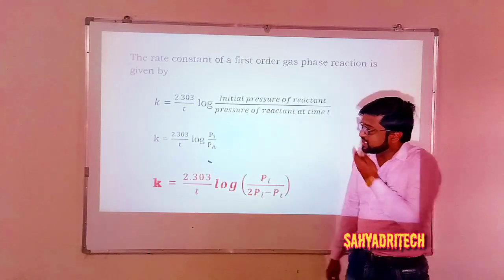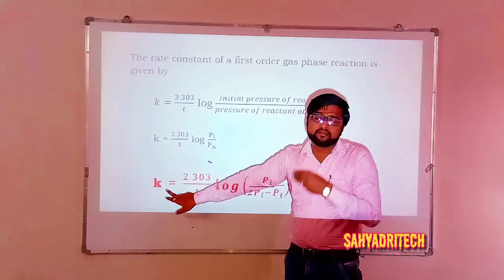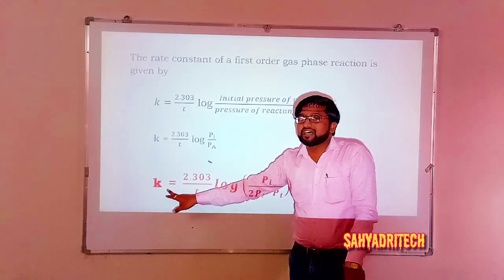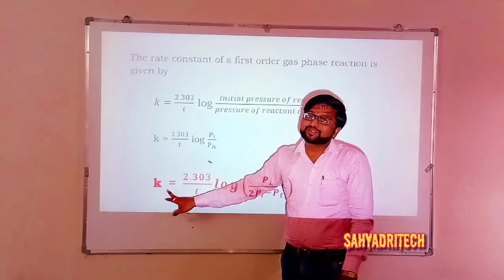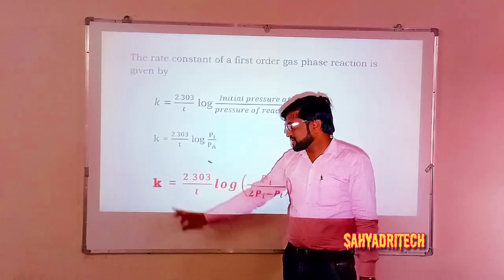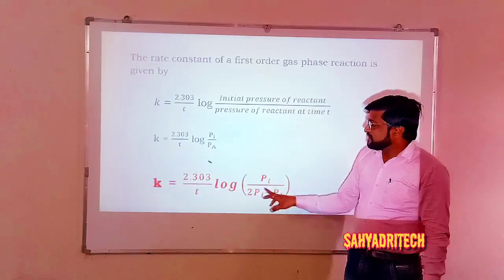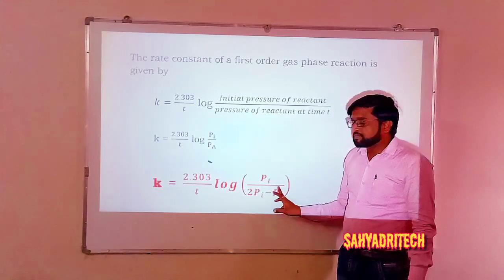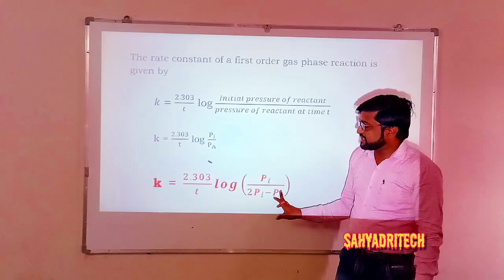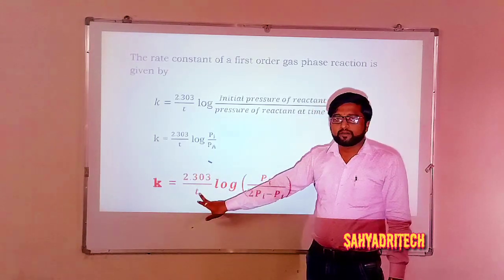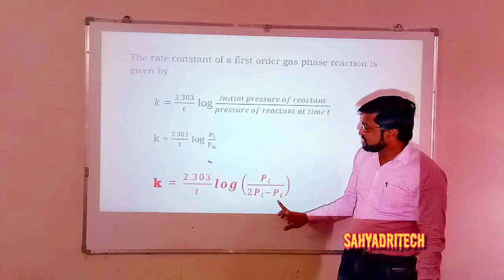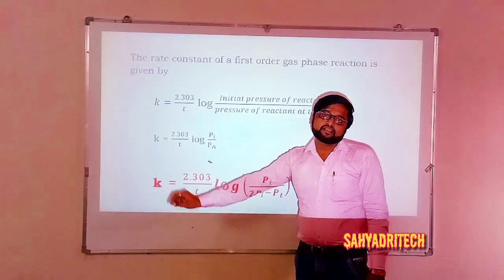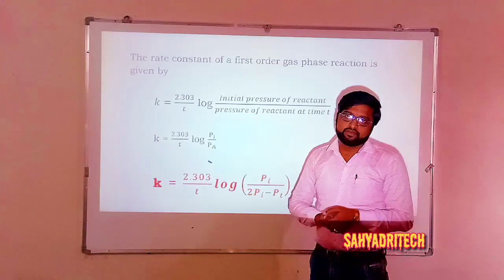So what are the terms here? K indicates the rate constant of a first order gas phase reaction of type A gives rise to B plus C. What is Pi? Pi is the initial pressure of reactant. What is Pt? Total pressure at time t. So by knowing the initial pressure and the total pressure at time t, one can get the rate constant of such types of reactions.